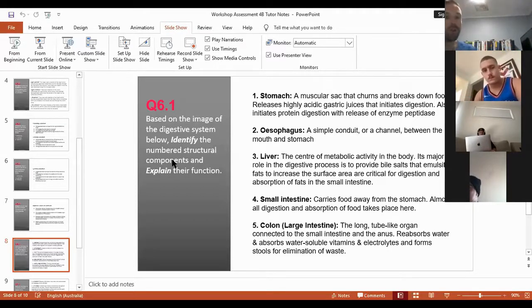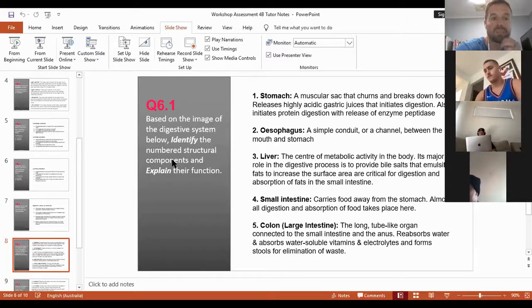Okay, so number 4 is the small intestine. Probably the most important part of your digestive system in terms of absorbing food. The role of the small intestine is to break down and absorb your macronutrients. There are 4 macronutrients within the body: carbohydrates, protein, fat, and alcohol. Now, the majority of alcohol is metabolized in the liver, but protein, carbohydrates, and fat, which are our key macronutrients, get absorbed in the small intestine.